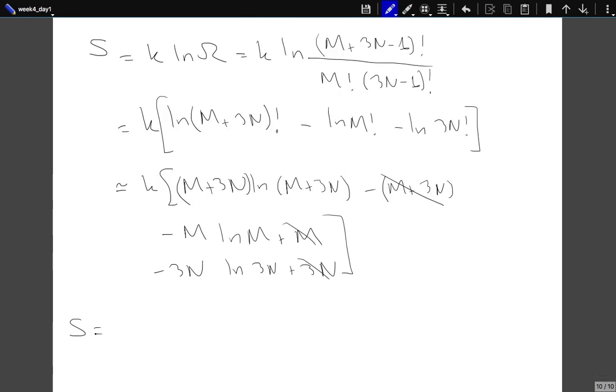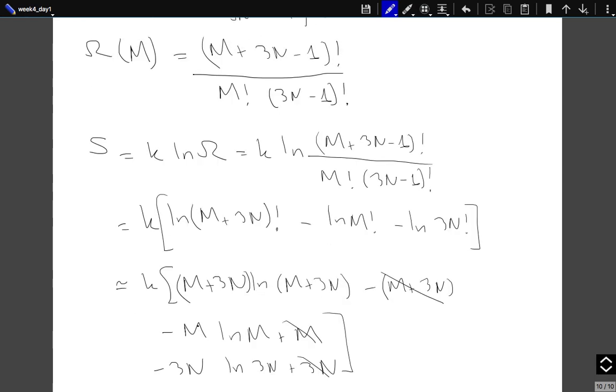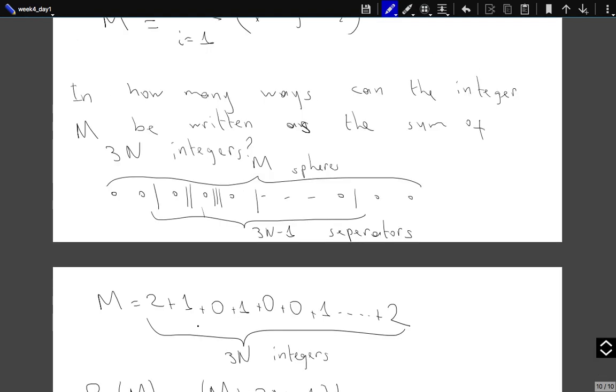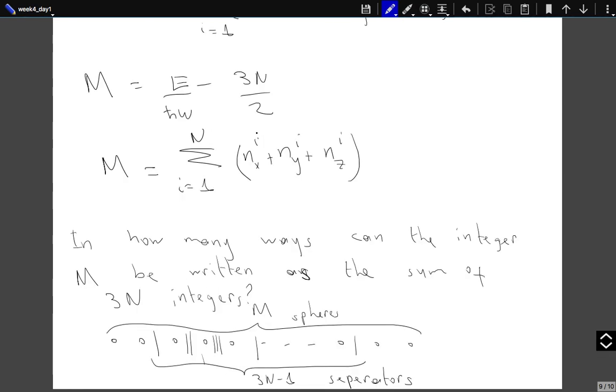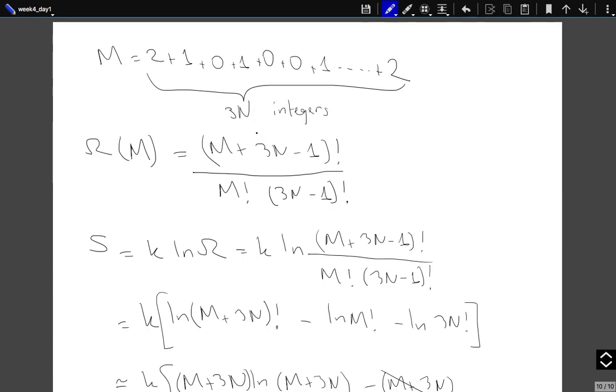So the entropy of my system is k times... Well, M, if you remember its definition, M is this one. I will take E to be the energy above the ground state, so I will just get rid of this 3n over 2. I'm just shifting my ground state. So M is E over h bar omega.